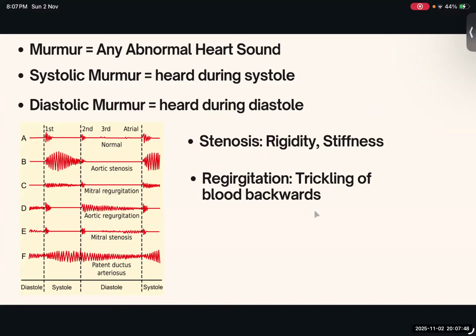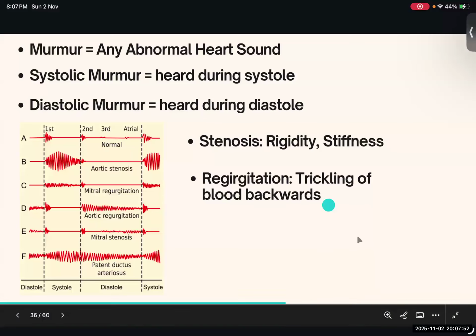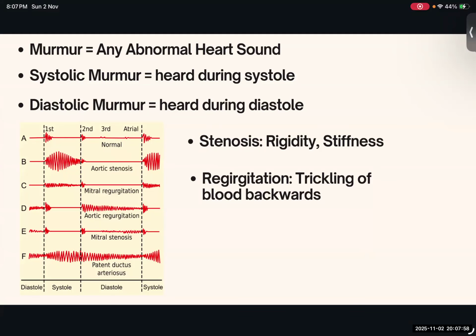So the valves normally function to keep the blood moving in one direction. The atrioventricular valves, tricuspid and mitral, prevent blood going back into the atria during systole, and likewise, the pulmonary and aortic valves prevent blood from going back into the ventricles after we've pumped it out. We don't want blood going back in the opposite direction. So just make sure that these basic terms are clear in your head.